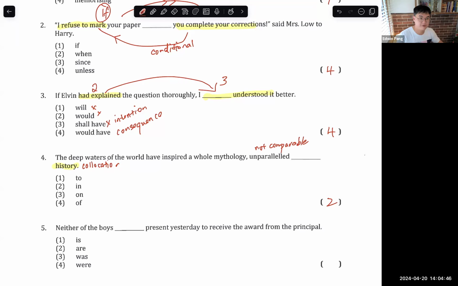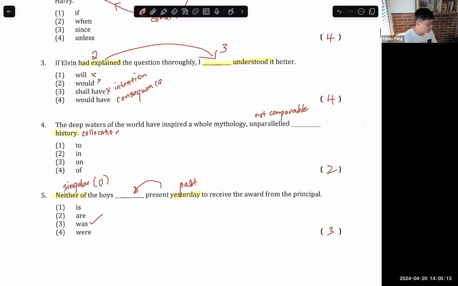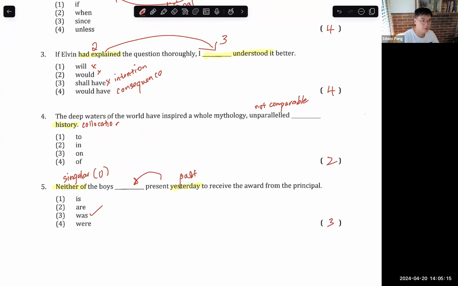Then number 5, neither of the boys. Again here, remember whenever you see "neither of", it's always singular, because it's 0. Neither of, I'm discounting both, so 0 is always singular. And then, of course, the word yesterday controls the tense to be in the past. So the past singular form is "was". Neither of the boys was present yesterday to receive the award from the principal.